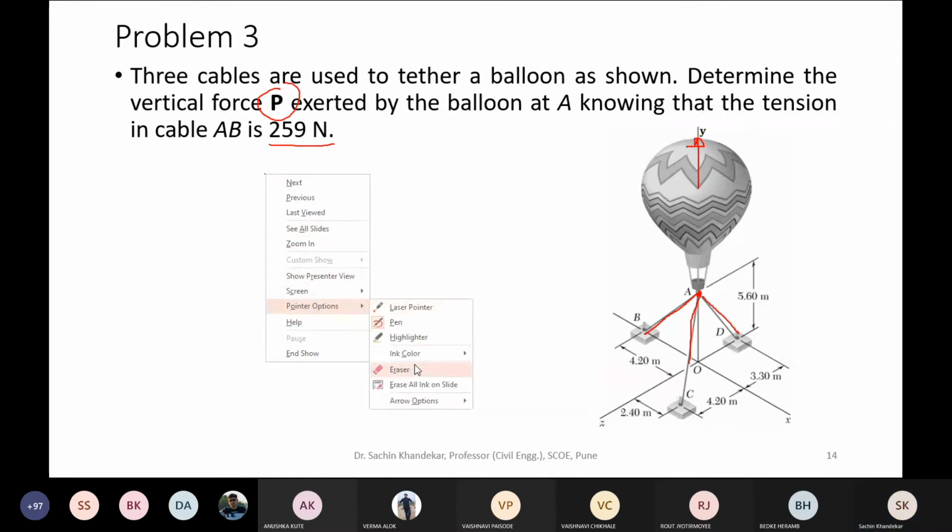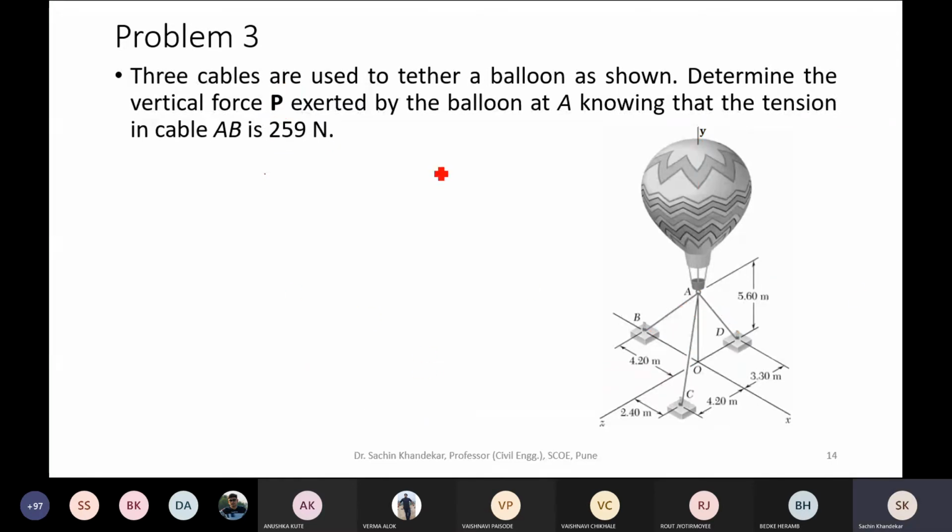Okay. So please understand the problem first, right? So this is the balloon which is tied at point A by means of these three cables, AB, AC, and AD. So no doubt, there must be tension in all the cables. Now how to represent tension in cable AB or BA? Tension is represented as directed away from the point under consideration, or away from the body under consideration.